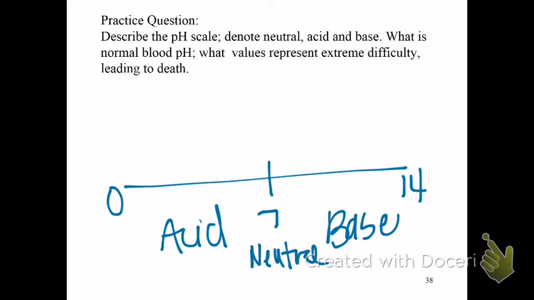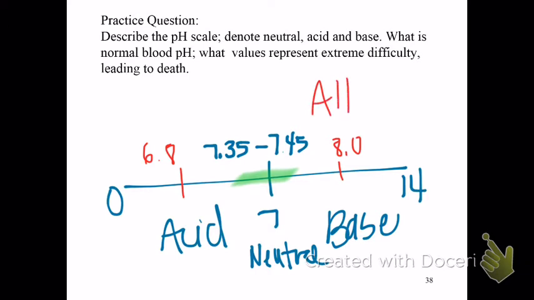We already said that normal blood pH is going to be between 7.35 and 7.45. So not a very big range, right? Not a very big range at all. Normal, you got to be perfect. Okay, and then we said if it gets to 6.8, that would be severe, 6.8 now, not very far, severe acidosis. And then 8.0 would be severe alkalosis.